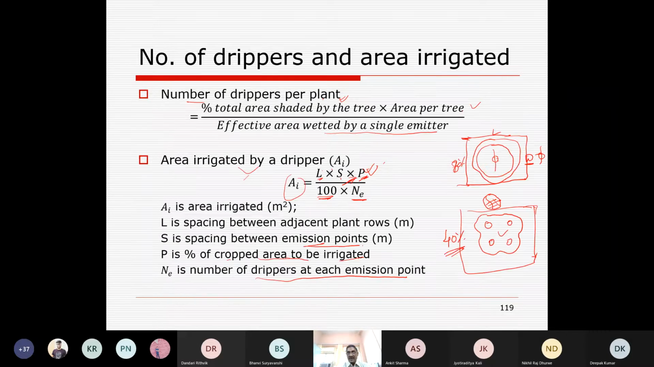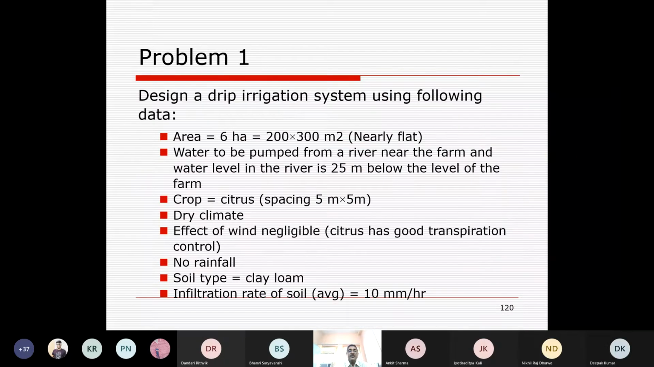Once you have this clear idea about drip irrigation system, let us understand by a problem. Design of drip irrigation system using the following data. Area is the same, 6 hectare, 200 meter by 300 meter. Water is pumped from the river near the farm, and the level from the field to the river water is 25 meter. Crop is citrus, suppose spacing is 5 meter by 5 meter.